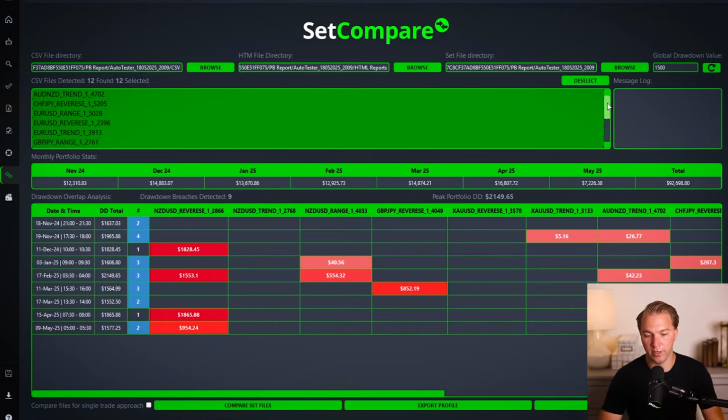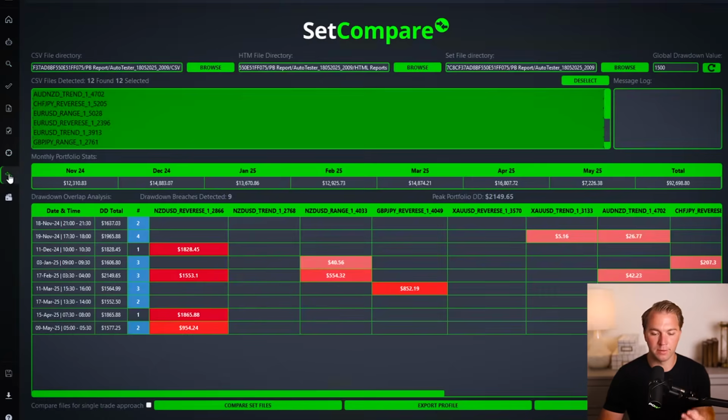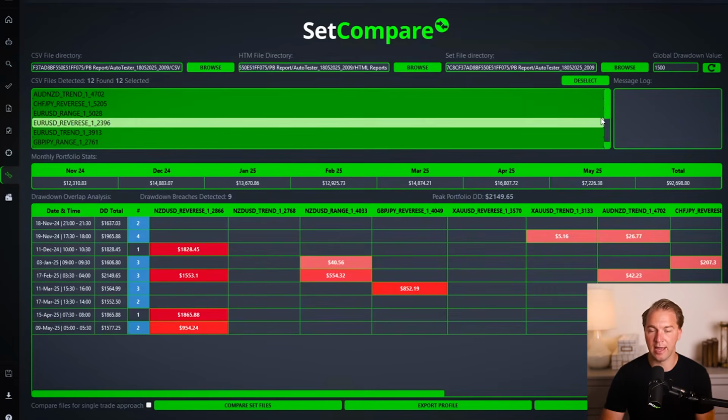But for the sake of this video, let's assume you followed the steps that I just showed, and you created your non-correlated test, and you ran the test, and now you're looking at set compare. What set compare basically does is take the results of those tests and combine them all into a single portfolio. It's something that MetaTrader doesn't do by default.